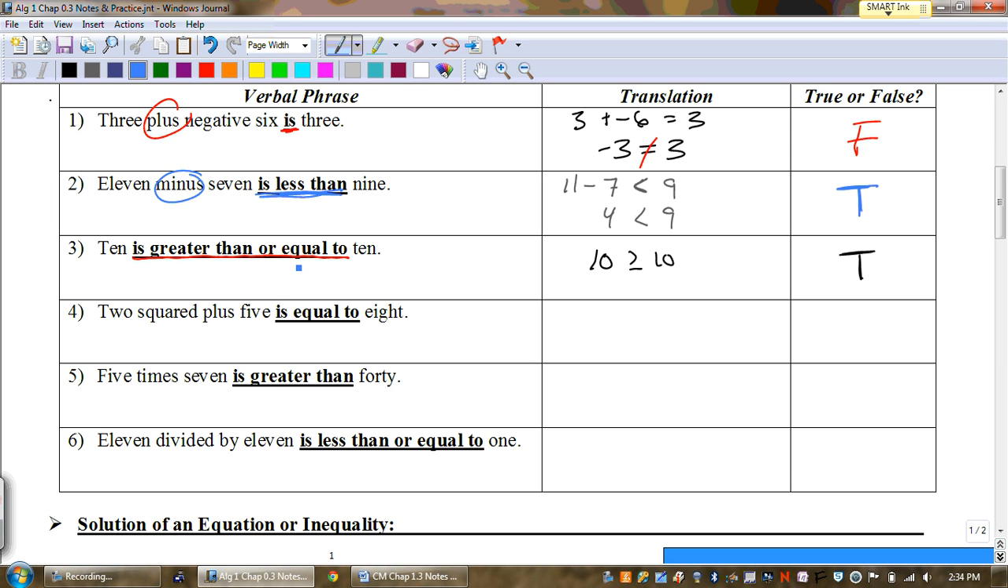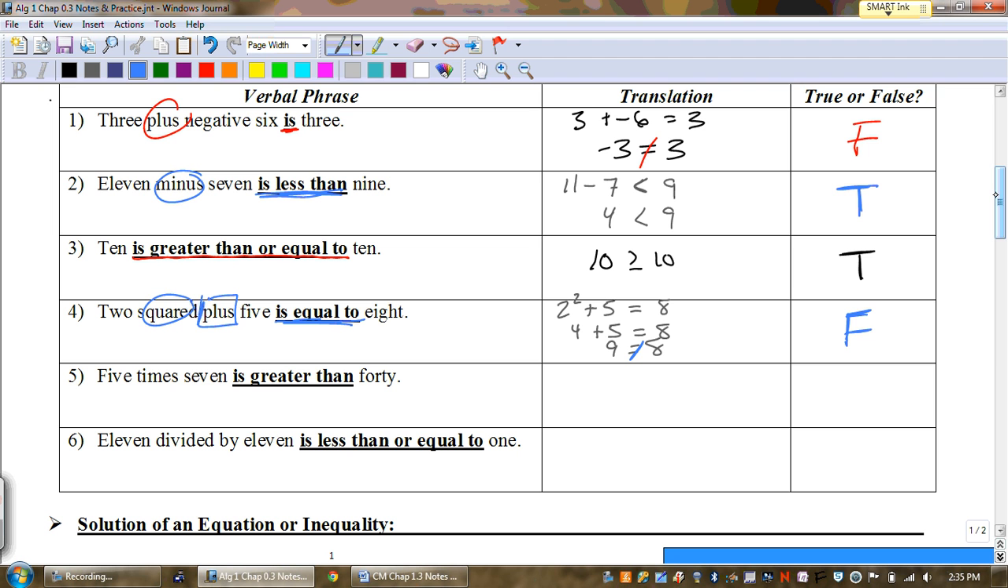All right, my next one says 2 squared, just remember squared, plus 5 is equal to 8. So we got a lot of stuff right here. Order of operations: 2 squared is 4. You guys should know right about now if this is true or false. But if not, 4 plus 5 is 9. Does 9 equal 8? That's false.